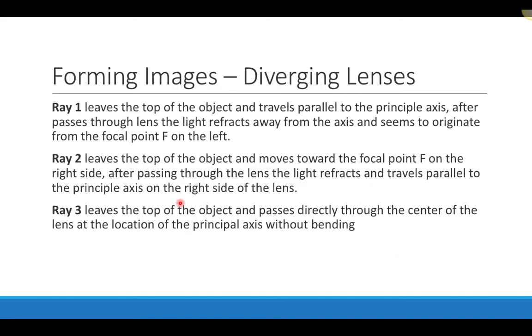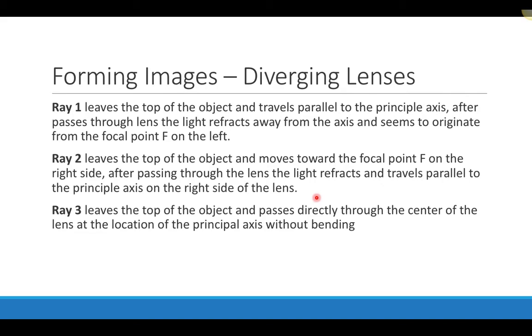If we talk about diverging lenses, with diverging lenses, we can do the same type of thing. We can look at three rays. Ray 1 leaves the top of the object, travels parallel to the principal axis, but after it passes through the lens, it refracts away from the axis and seems like it's originating from the focal point on the left. I'm going to show an image of this.